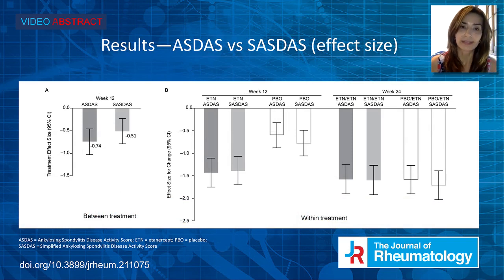The between-treatment effect size was numerically higher by ASDAS, minus 0.74, than by SASDAS, minus 0.51. Regarding the within-treatment effect size, for sensitivity to longitudinal changes for ASDAS versus SASDAS, the etanercept arms were similar, but it was slightly larger for SASDAS in the placebo group at week 12 and in the placebo-etanercept group at week 24.